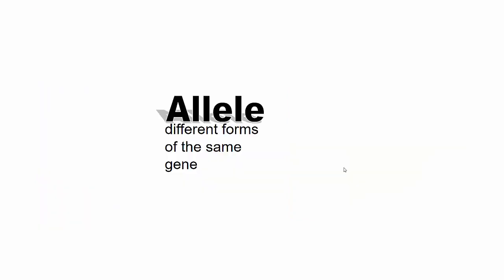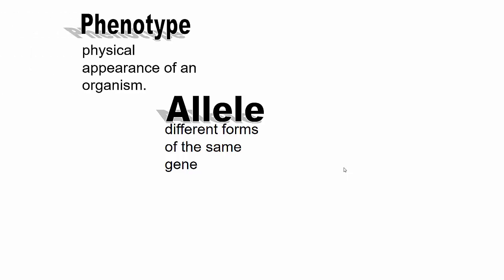Next, I've got some sets of keywords, just to remind you again that you need to be using keywords throughout your answers in biology. So an allele is different forms of the same gene. We went over that earlier in this video. The next one is phenotype. So phenotype is the physical appearance of an organism. So whenever you're talking about how an organism looks, you should be using the word phenotype. So definitely in question 1CII, you want to be using the word phenotype when describing the differences between the plants.